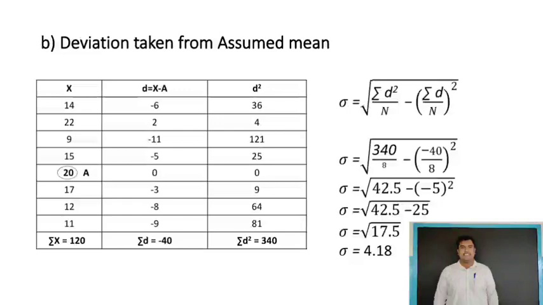Standard deviation is equal to square root of sigma d square by n minus sigma d by n whole square. So sigma d square is 340 divided by n, which refers to the number of observations, that is 8, minus sigma d, which is minus 40, divided by n, that is 8, whole square. So if I simplify, I'll get standard deviation as root of 17.5, which is nothing but 4.18.